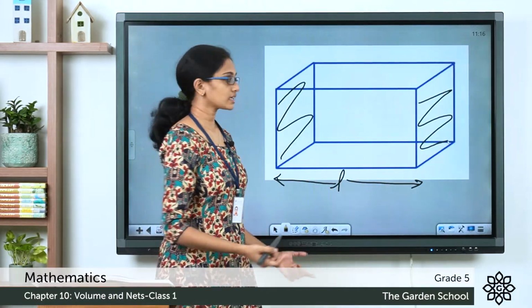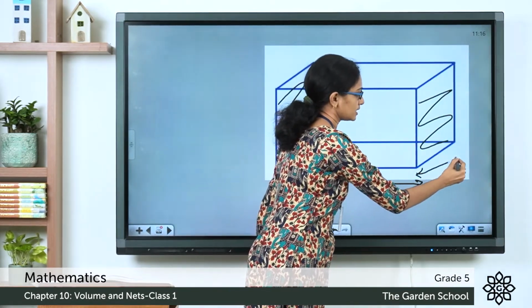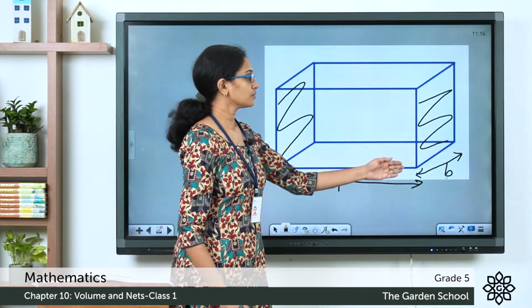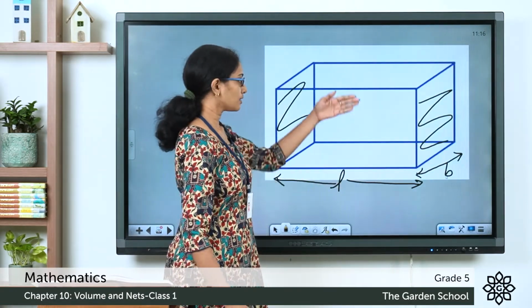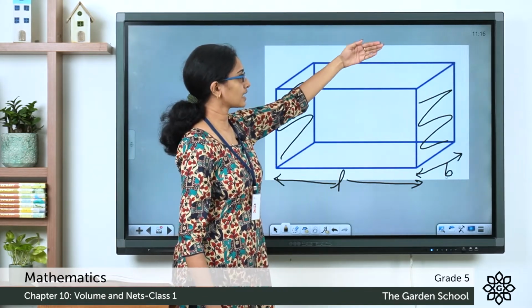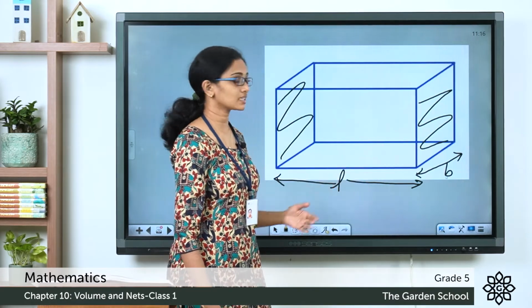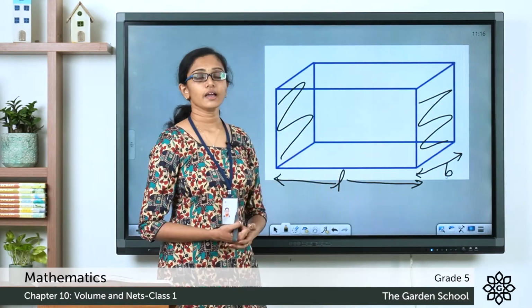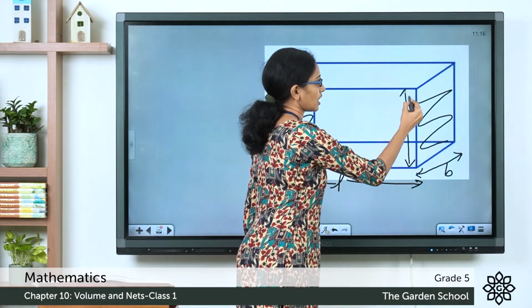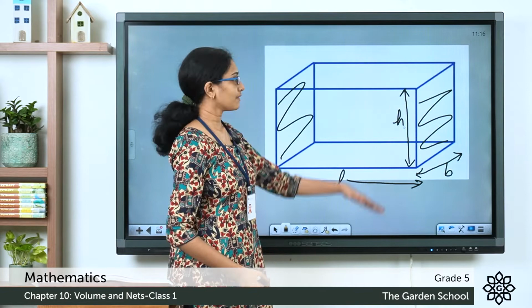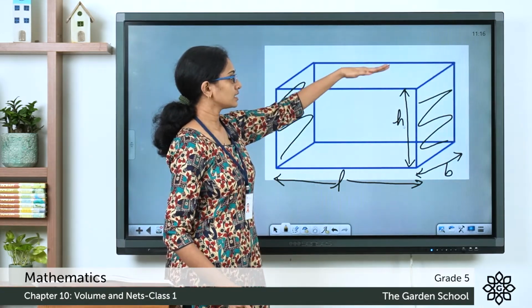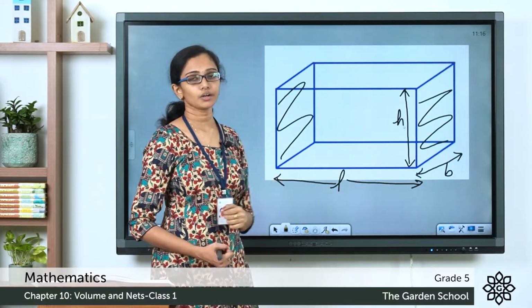And where is the breadth? Breadth is this distance. This is the breadth B. And we can see breadth is the distance between the front face and the back face. Here you have the front face and there you have the back face. So breadth is the distance between the front face and the back face. And then you have the height, which is this distance. And how can we define height now? You have a top face here, you have a bottom face here. So you can say height is the distance between the top face and the bottom face.